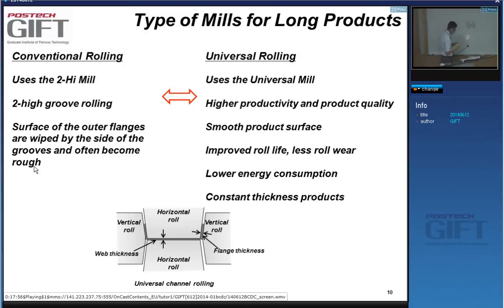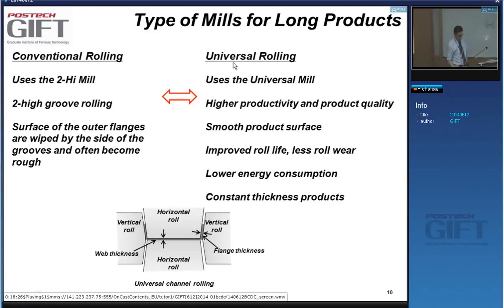Why do you get friction? Because the rail moves in this direction only, but the roll goes like this, right? So you damage the outer surface. Nowadays, you use universal rolling, yes? And in a universal rolling mill, you use what was called a universal mill, yes?